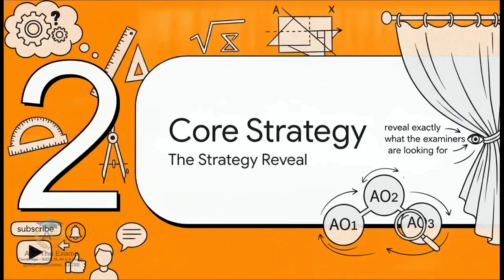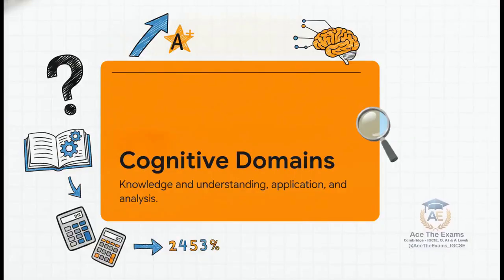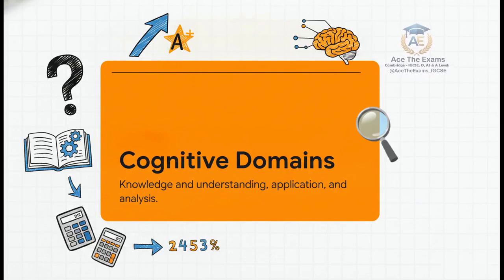That brings us perfectly to Section 2, Core Principles and Strategy, the Strategy Reveal. It's time to pull back the curtain and decode the actual assessment objectives that the examiners use to grade your paper. The Cambridge Examiner's Assessment Framework targets 3 distinct cognitive domains, and you need to understand the difference between them. The first is knowledge and understanding. This is the absolute baseline, knowing the iterative formula and understanding what an iteration actually is. The second domain is application. This means executing the mathematical operation accurately, like physically typing the numbers into your calculator without making a mistake.